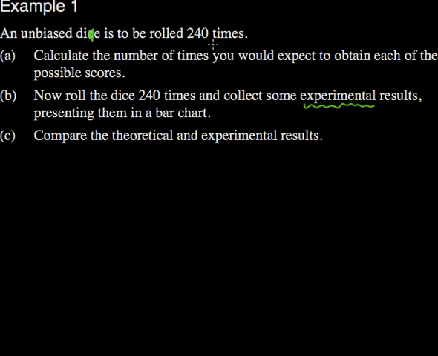That's quite a lot. And we're assuming it's six-sided as well. And if you roll it 240 times, it says that we have to calculate the number of times, not the probability, you would expect to obtain each of the possible scores. So what are the possible scores of rolling an unbiased die? You get a 1, you get a 2, you get a 3, or a 4, or a 5, or a 6.